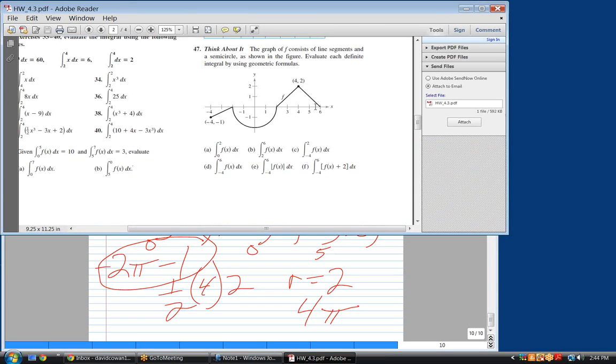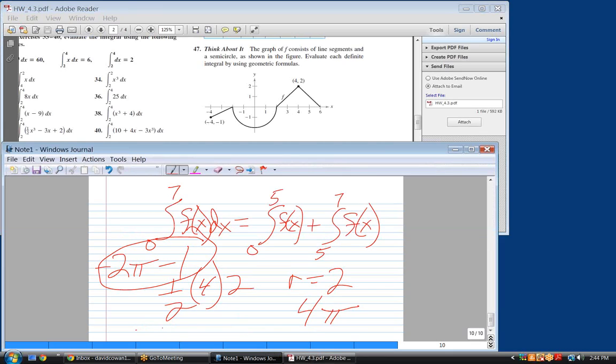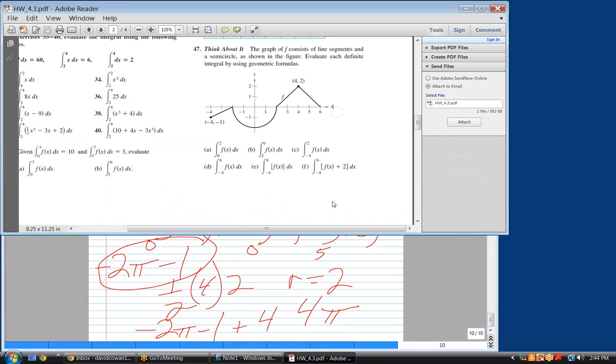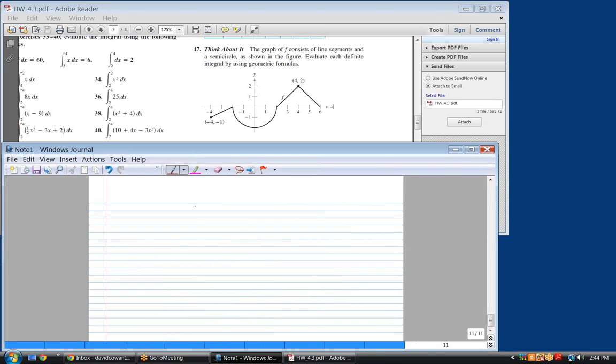From -4 to 6, that's the whole thing. So then we have the negative 2 pi, we have the negative 1, and we have the positive 4. Correct. And from -4 to 6 of the absolute value of that function. Now notice what the absolute value looks like. The absolute value of that function looks like the following.